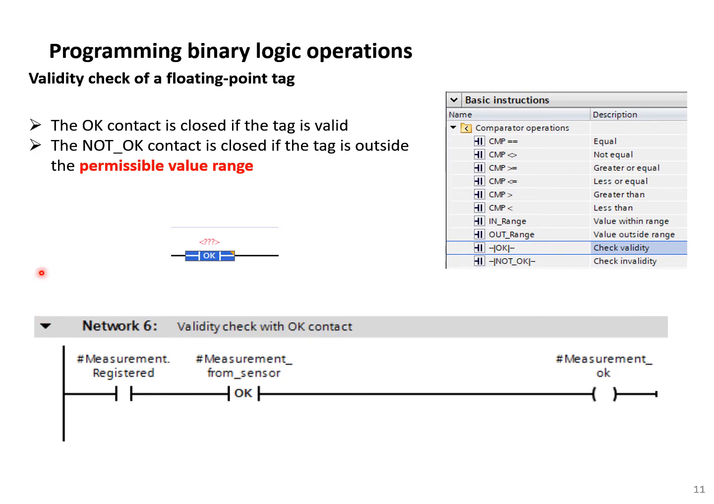Validity check of a floating point tag. The OK contact is closed if the tag is valid. The not OK contact is closed if the tag is outside the permissible value range. So we should have a range, and based on the range, if the value of our floating point tag falls into that range, then the output will be true, otherwise it will be false.